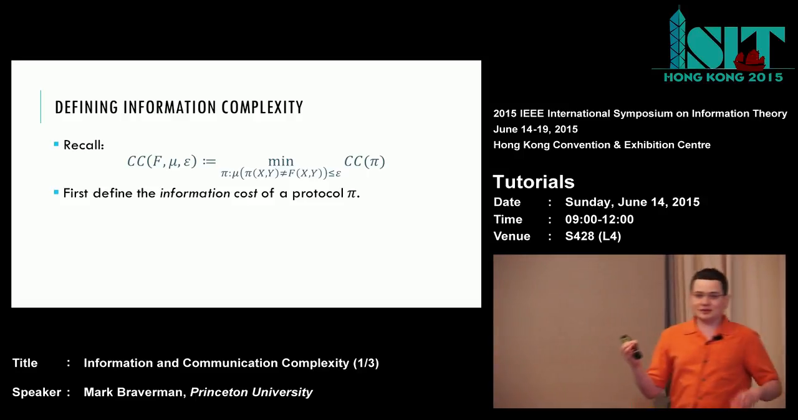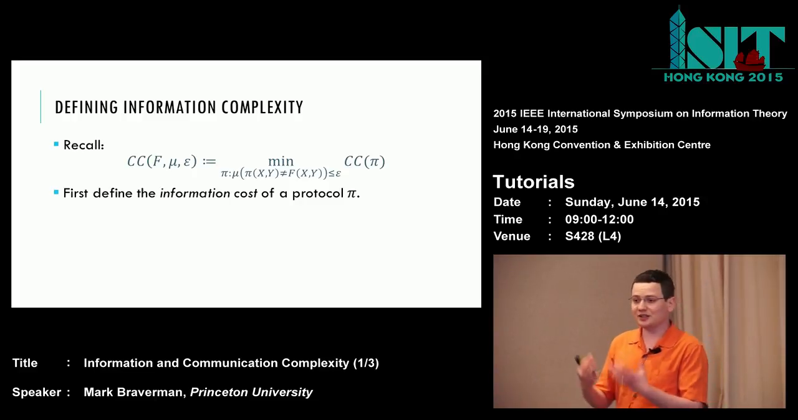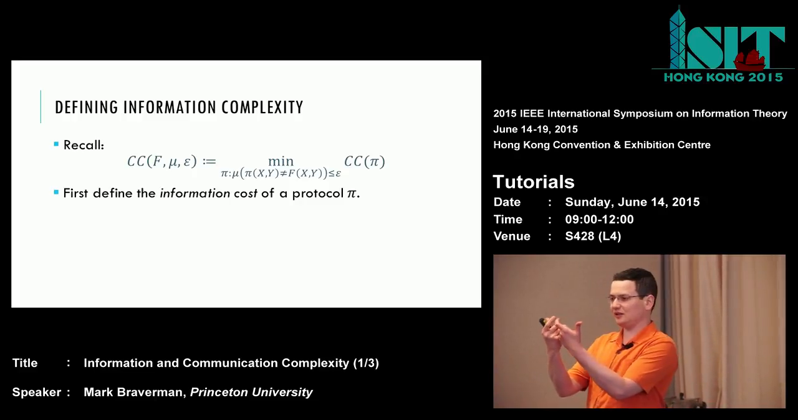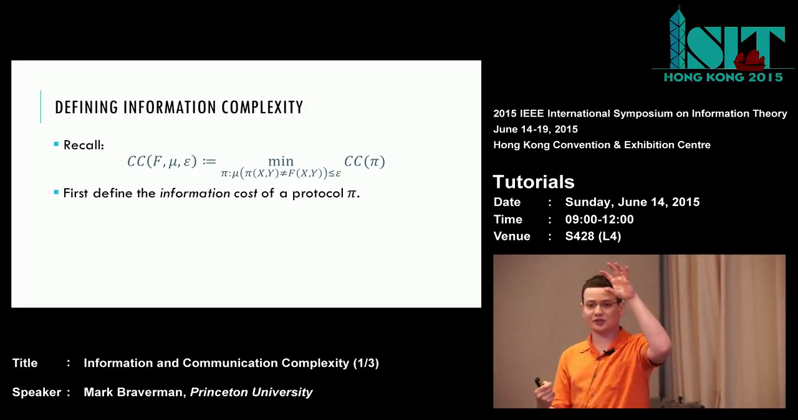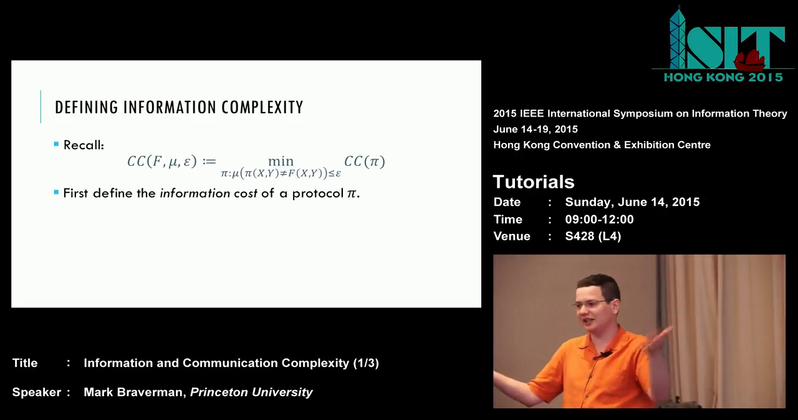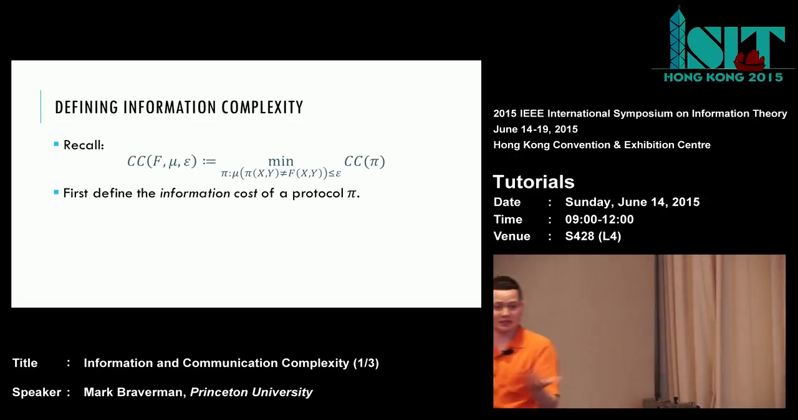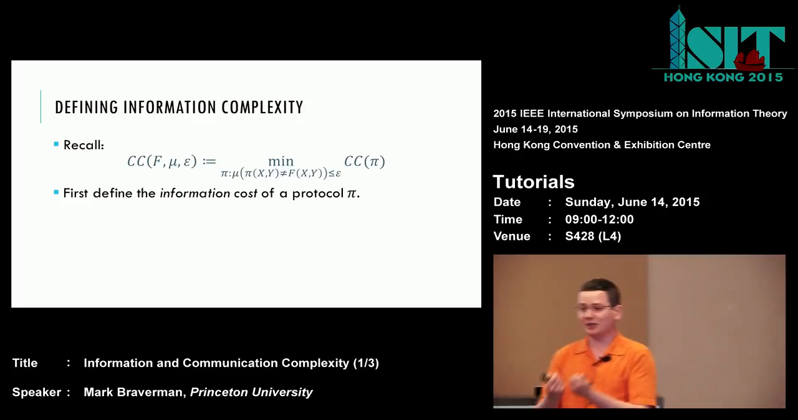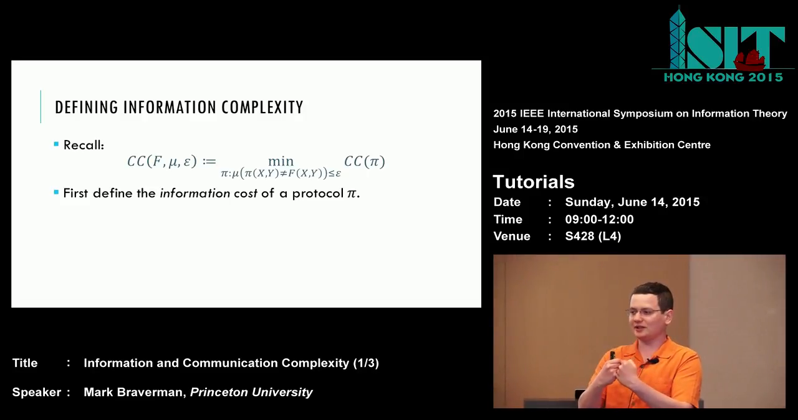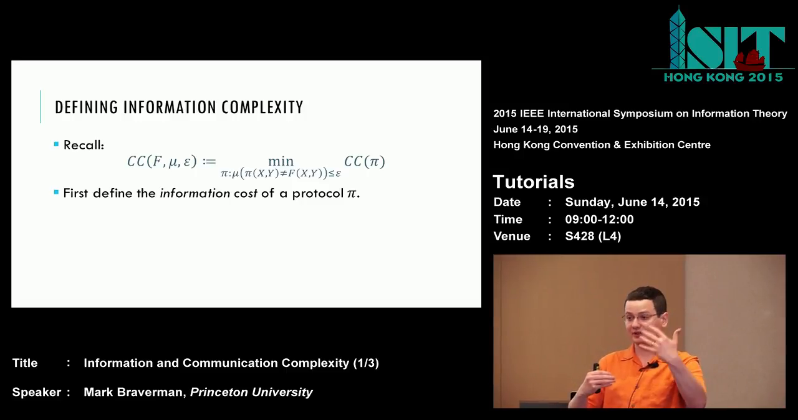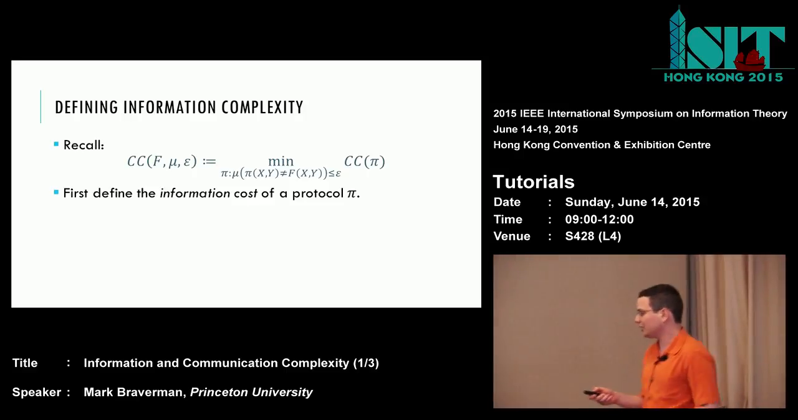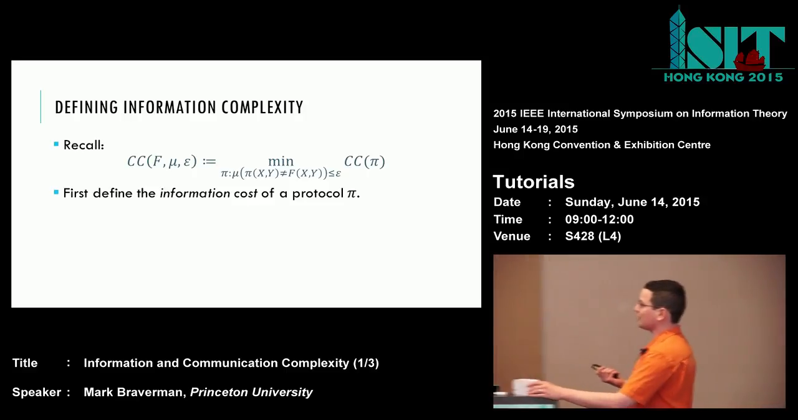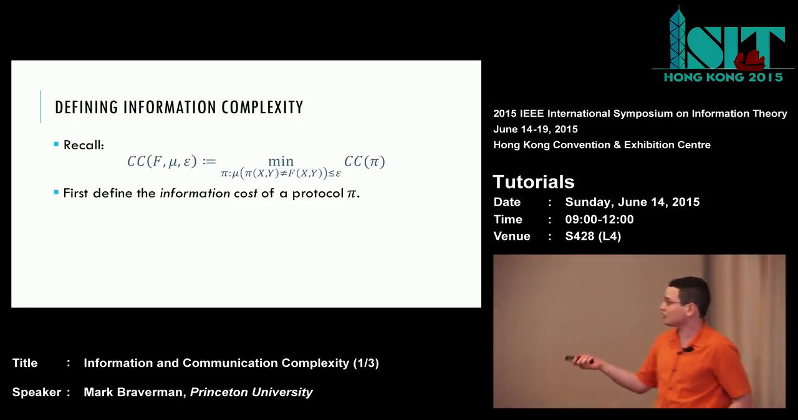Remember that when we defined communication complexity, the definition consisted of 2 parts. First, we defined the communication cost of a protocol, which was just the length in bits. It wasn't very impressive, but it was a definition. And then the communication complexity of a problem was the cost of the cheapest protocol that gets the job done. So here again, before we can talk about information complexity, we need to define the information cost of a protocol.